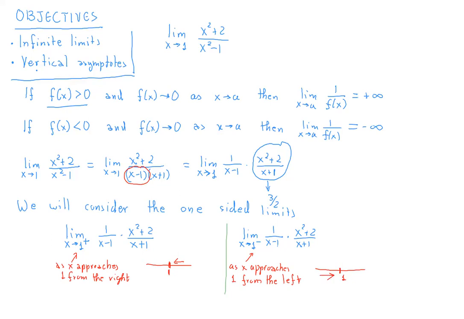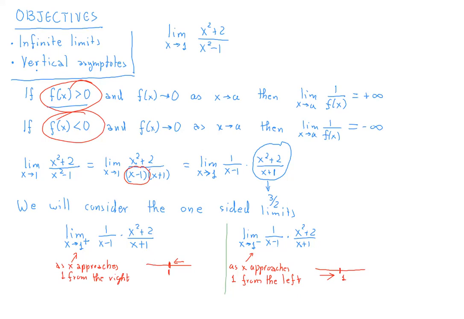And we're asking, why are we making this distinction? Why are we considering these two separate cases? And the answer is because as long as we restrict to one side of 1, we can have a definite sign for the function under consideration, meaning for the function x minus 1. If you're approaching from the right, x minus 1 is positive. If you're approaching from the left, x minus 1 is negative, and we can use these principles.